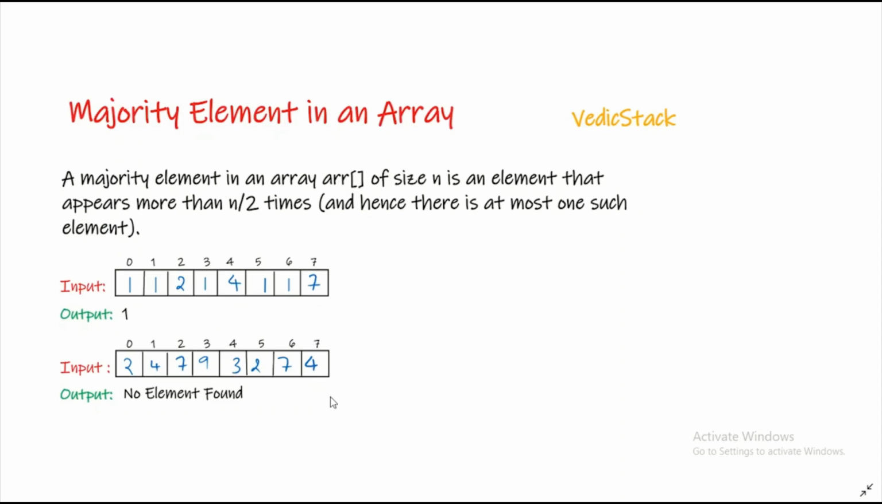Alright, and please note there can be at most one such element, because no two elements can have occurrences greater than n by 2, right? So only one element will be there or none of them. Okay, so please try to write the code by yourself first, and we will start the solution now.